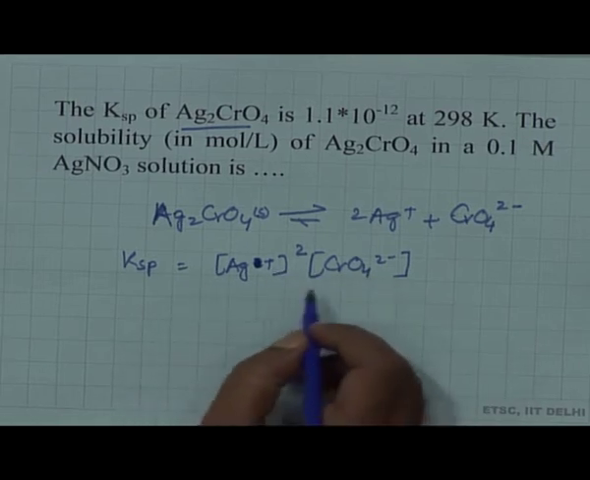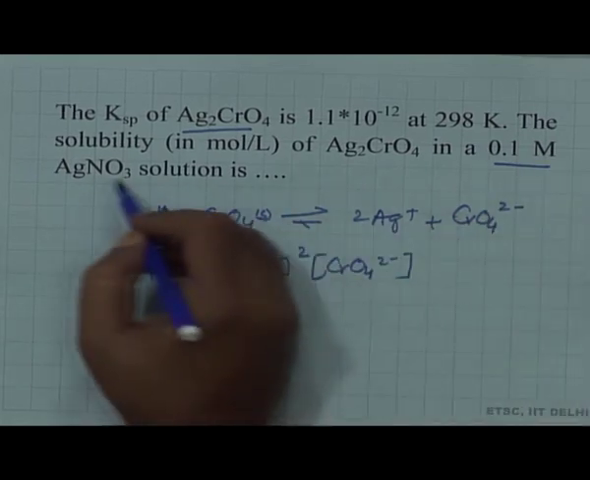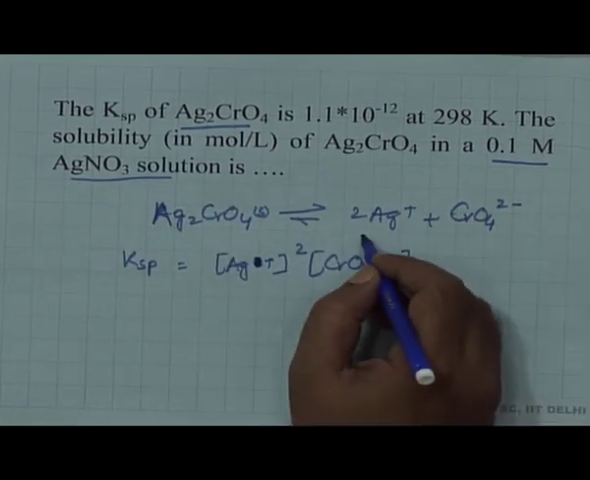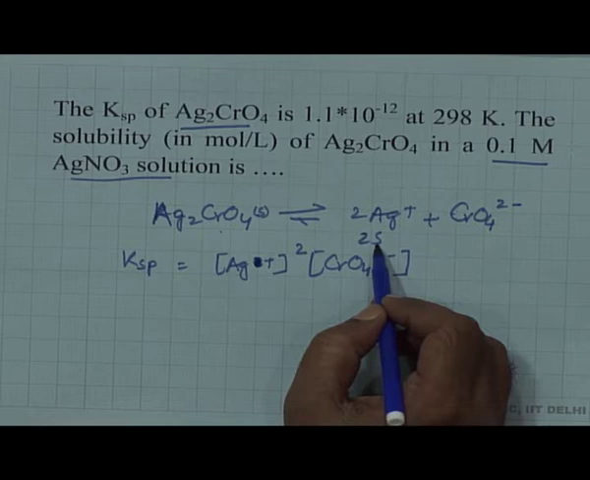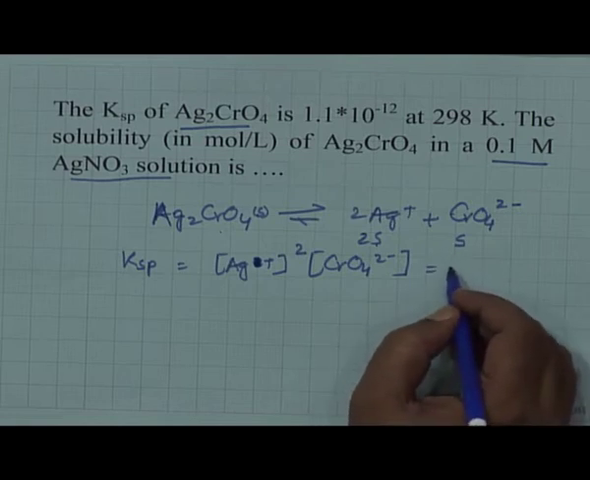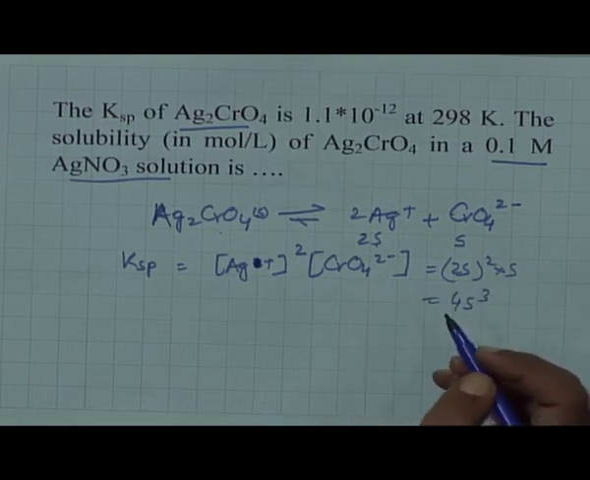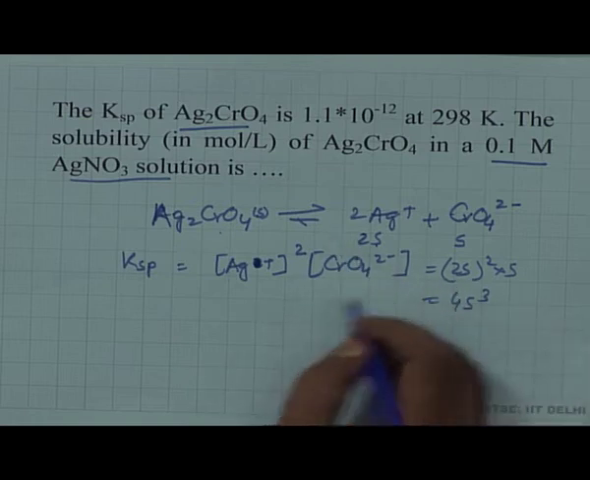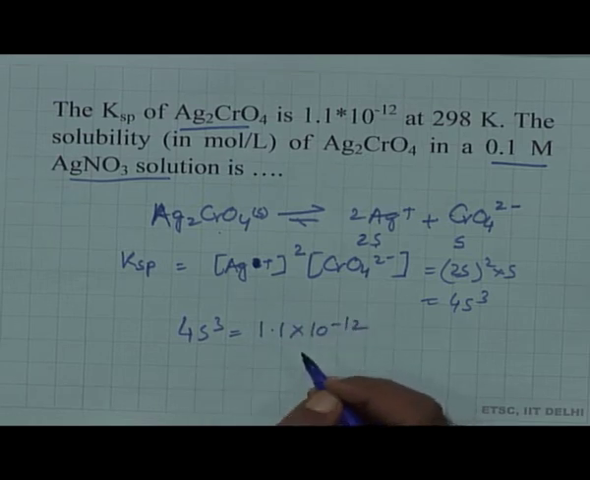So, if suppose we do not have AgNO3 solution, then we can just write solubility is S, then Ag plus ion concentration will be 2S, CrO4 concentration will be S, then it is simply 2S squared into S, 4S cubed, and 4S cubed will be equal to 1.1 into 10 to the power minus 12. But if suppose we have AgNO3, then what will happen?